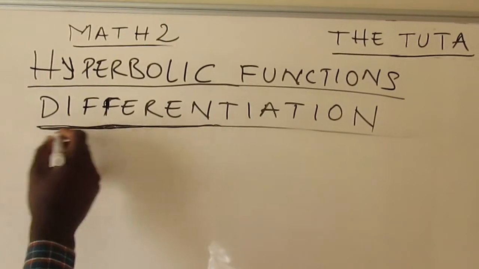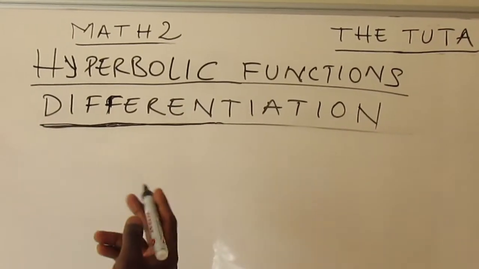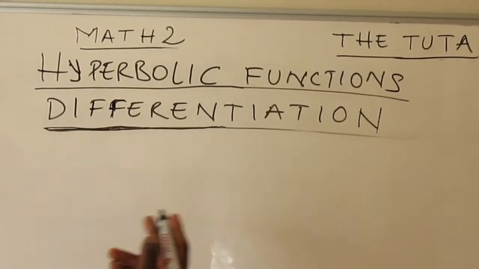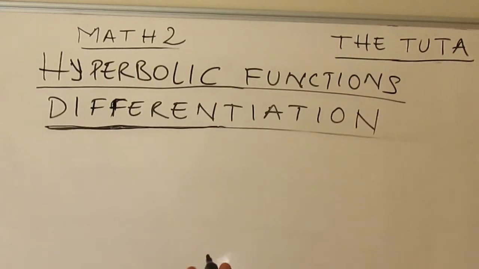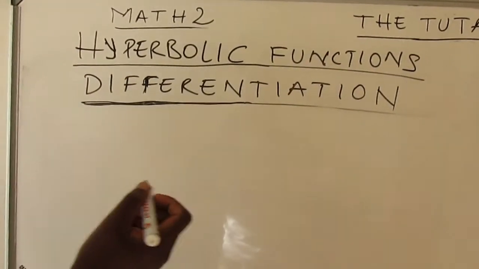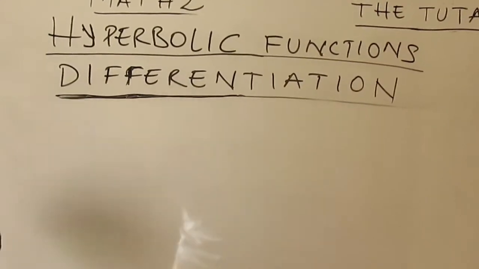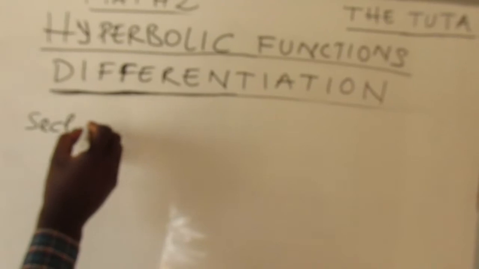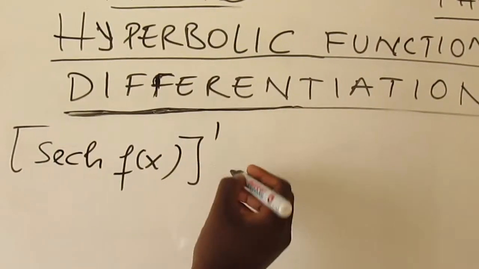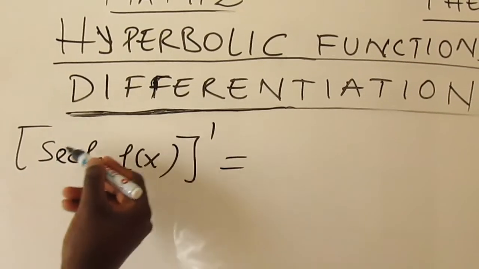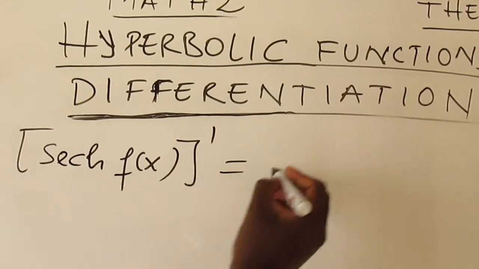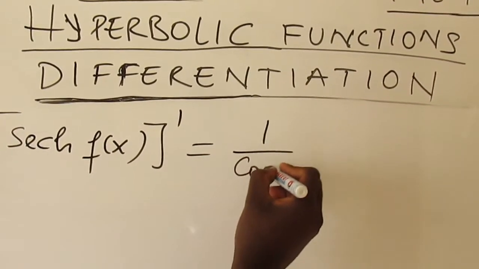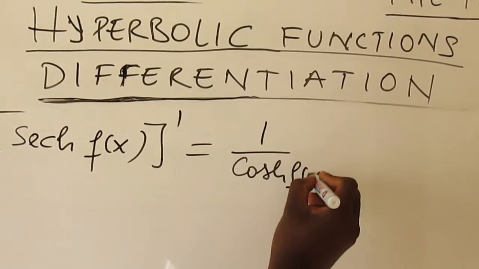Okay, guys. As I said, while you know sinh and cosh, you can find the remaining formulas. But I'm going to prove to you the differentiation of sec of f of x. They ask you to differentiate this. First of all, you need to change this to what? Because it's the inverse of cosh, it's going to be 1 over cosh of f of x.